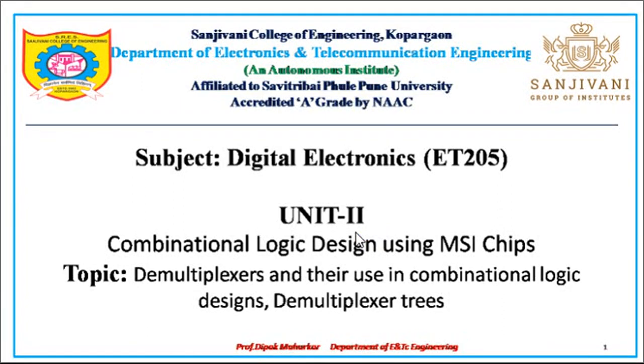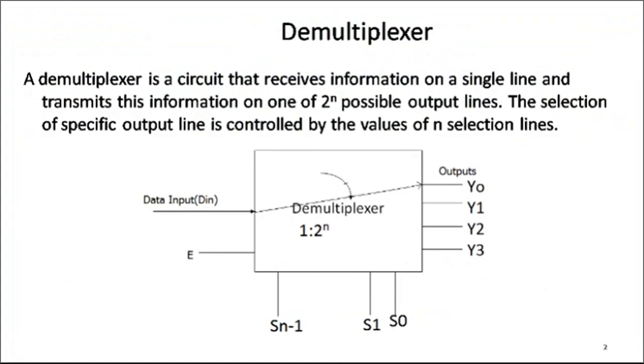Hello student, today we'll focus on the topic demultiplexer, then their use in combinational logic design and then demultiplexer trees. So first thing is what is meant by demultiplexer. A demultiplexer is a circuit that receives information on a single line and transmits this information on one of the 2 raised to n possible output lines. The selection of a specific output line is controlled by the values of n selection lines.